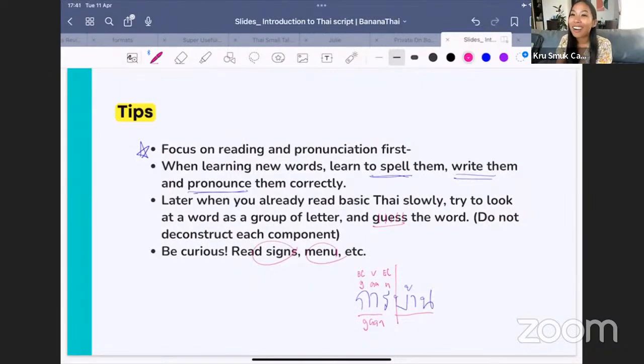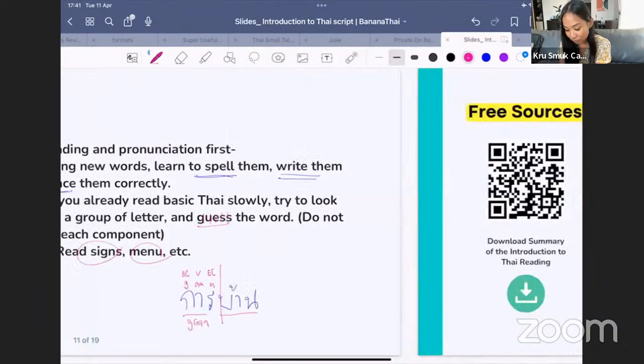So here are the tips from the bottom of my heart and from my experience to help you become successful in learning basic Thai script.